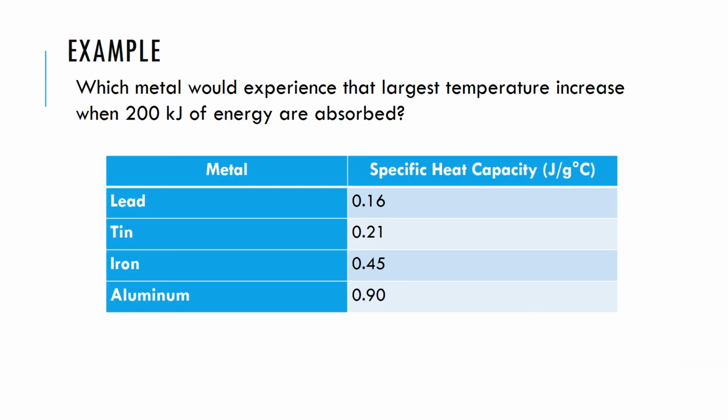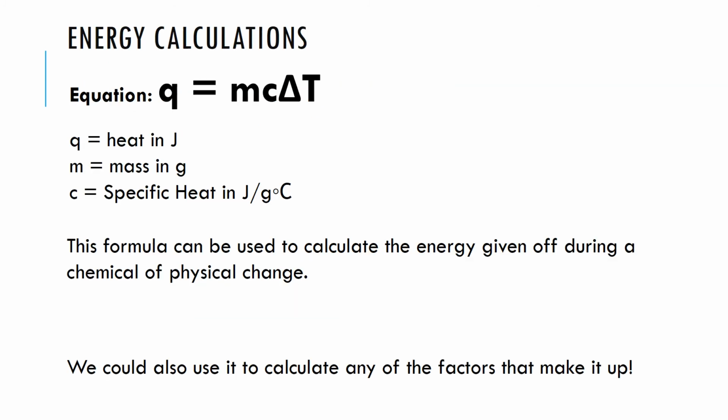So here's a little practice. It says, which metal would experience the largest temperature increase when 200 kilojoules of energy are absorbed? So we see these different values for specific heat. Whichever one has the lowest specific heat will experience the largest temperature increase if an equal amount of energy is input. So in this case, lead will experience the largest temperature increase. Aluminum, because it has the highest specific heat, will experience the lowest temperature increase.